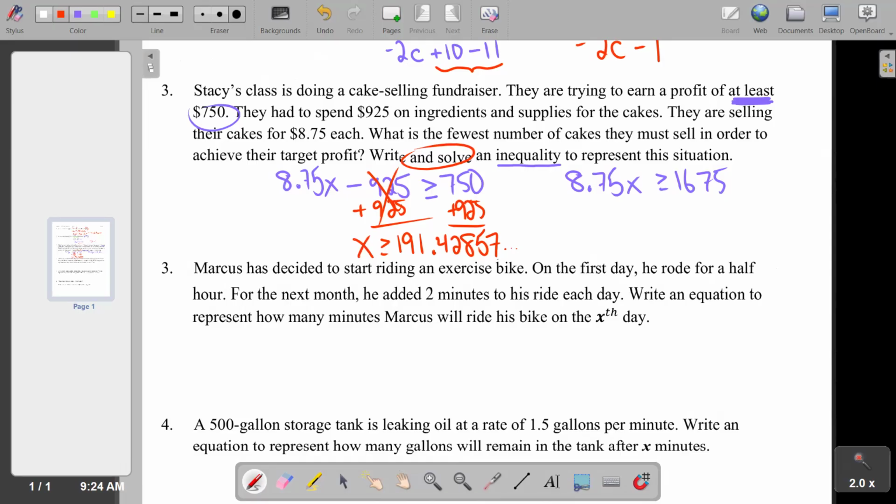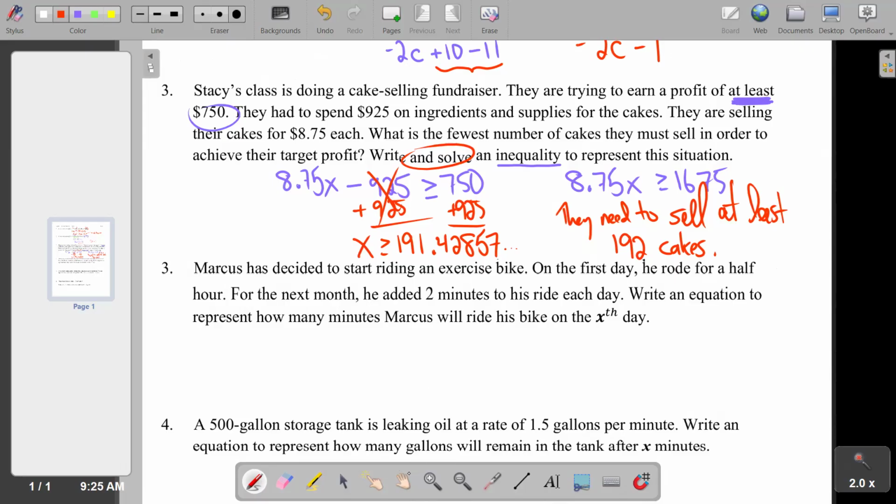So even though it says mathematically I should round down, my answer would be that they need to sell at least 192 cakes. Because again, if I round down, I don't quite make it. I probably come up a couple dollars short of my $750 goal. So you don't always follow the rules of rounding if it's a word problem. Think about what you're trying to accomplish.